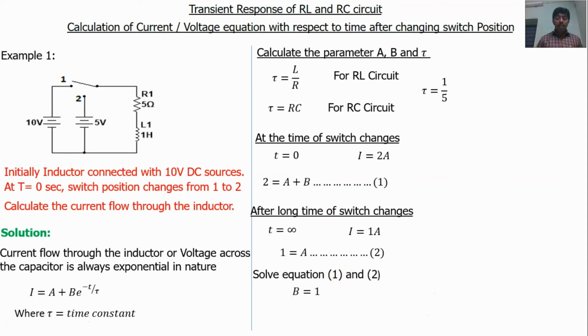So finally, the current equation is I is equal to A value 1 plus B value 1 e power minus t by tau, where tau is equal to 1 by 5. So e power minus 5t. This is the answer.